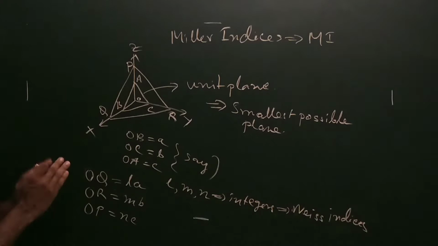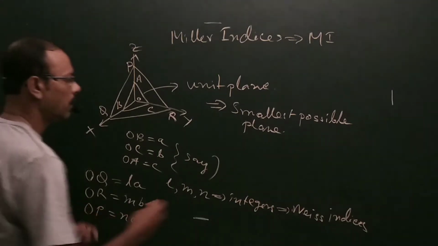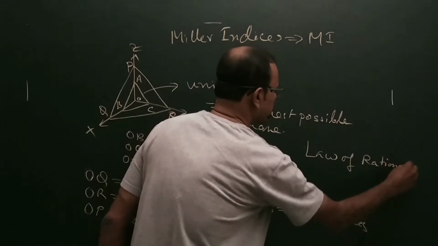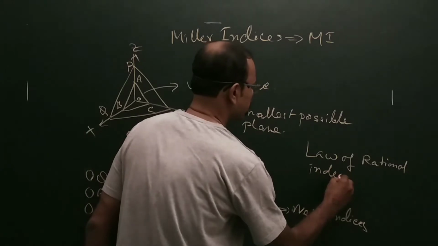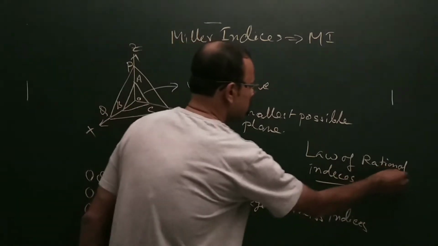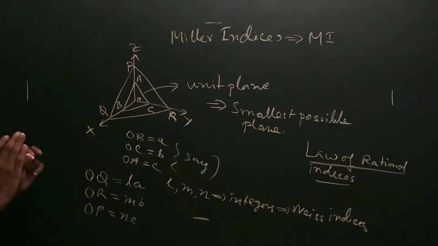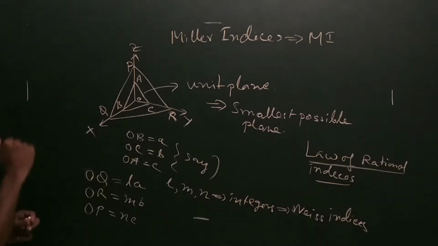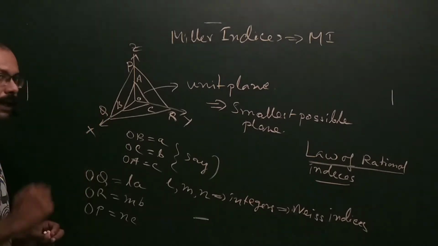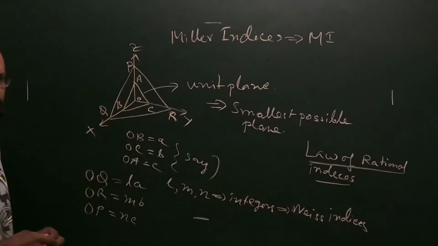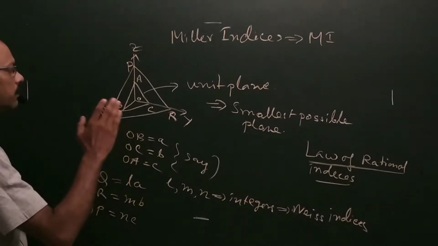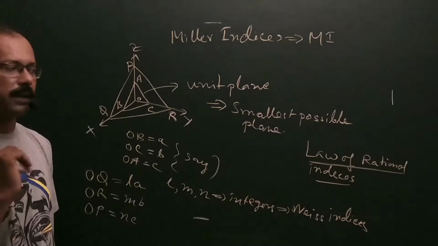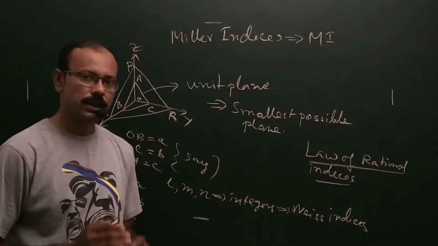So, we are coming to the law of rational indices, which states that any plane larger than ABC, that is the unit plane, or any plane having intercepts along the x, y and z axes larger than the corresponding intercepts of the unit plane, will always have an integral multiple of the corresponding intercepts of the unit plane, or the smallest possible plane. This is what we call the law of rational indices.